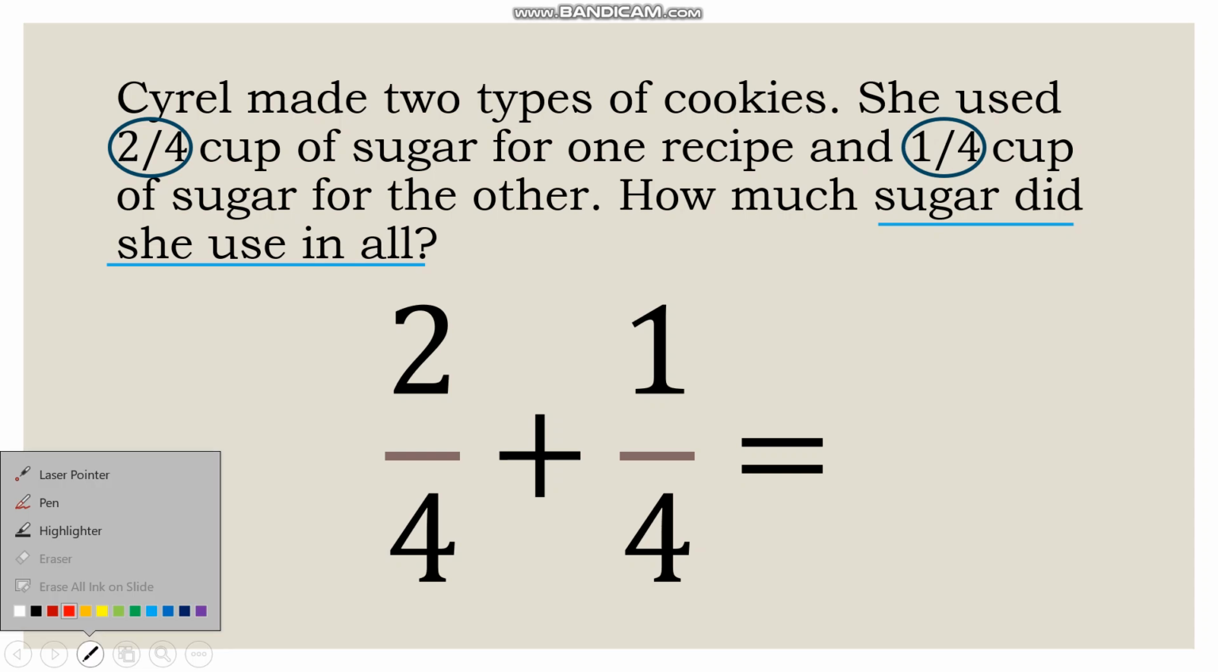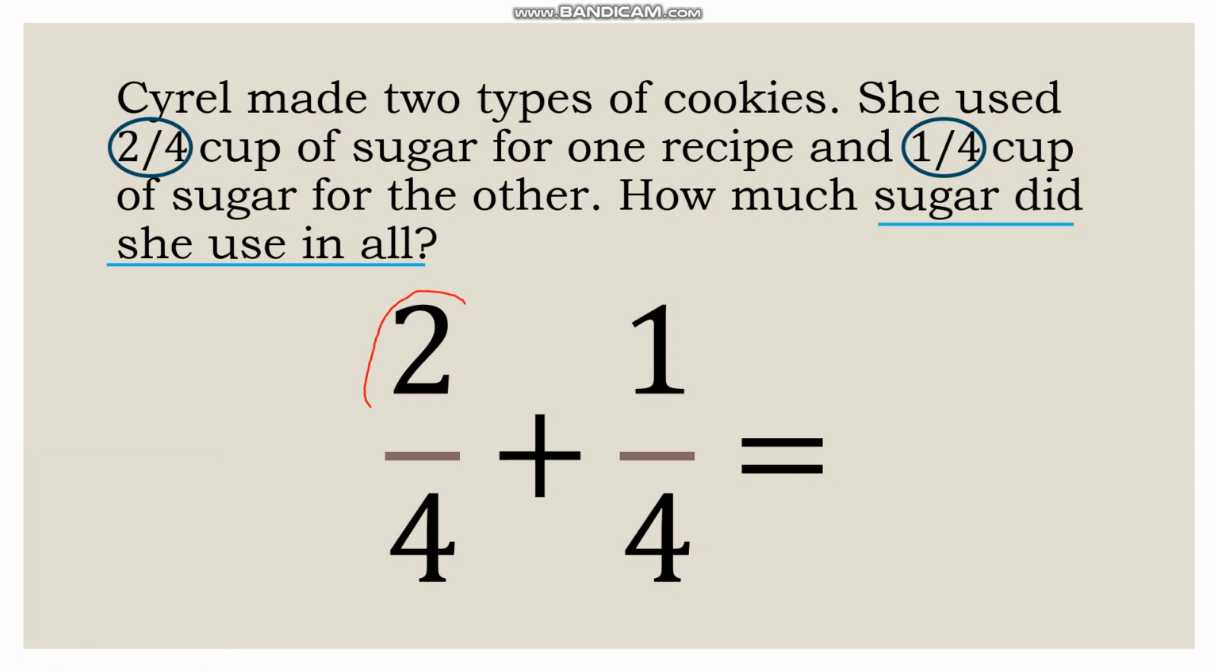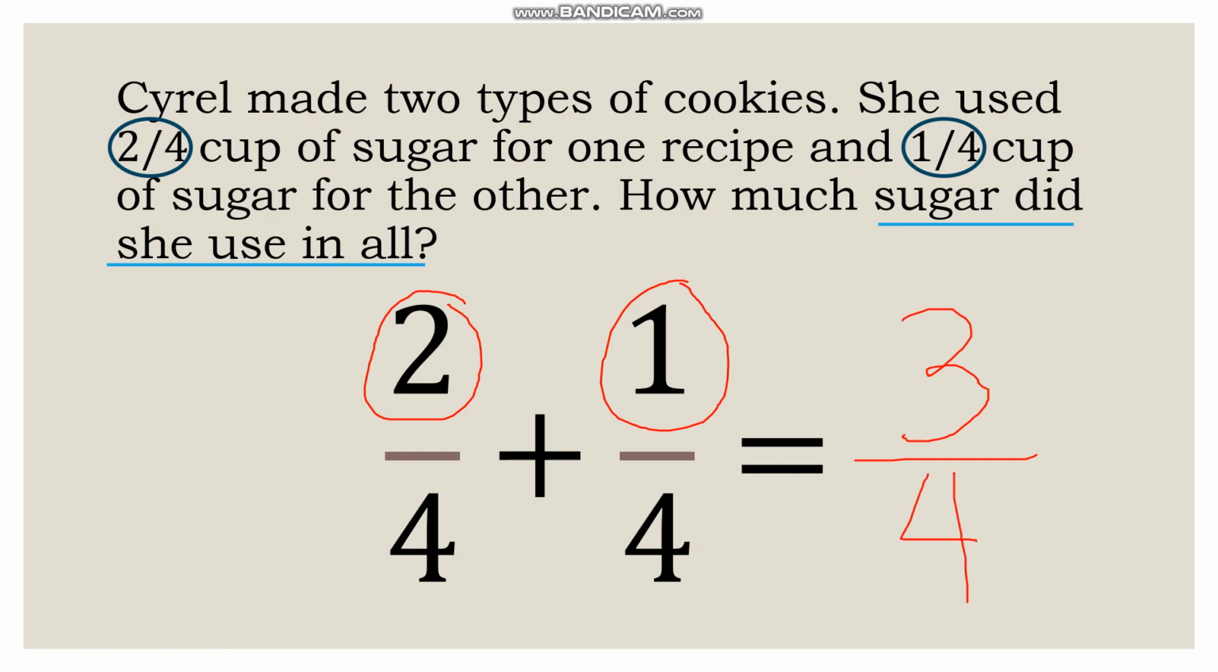Okay, so let's add first the numerator. 2 plus 1 equals 3. And copy the common denominator, which is 4. So the answer is 3/4. So she used 3/4 cup of sugar in all. Okay?